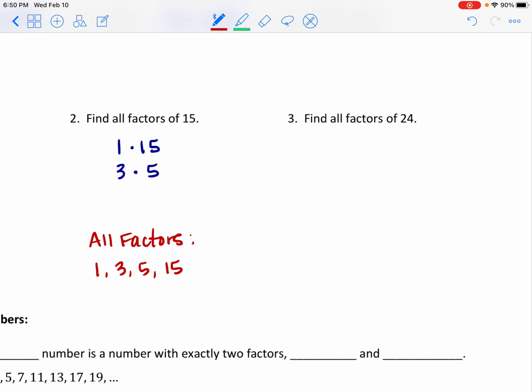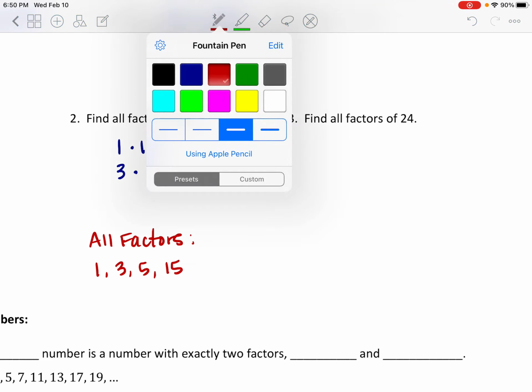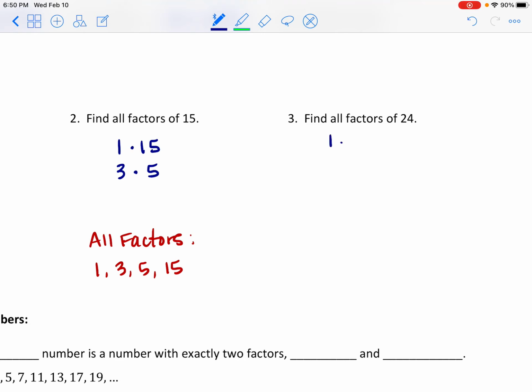Okay, and I've got one more here, and if you're feeling good about this, feel free to pause and give this one a try. So we're going to try to find all the factors of 24. So 1 is going to go in 24 times. 1 times 24 is a pair. 2 goes in 12 times, so there's another pair. 3 goes in 8 times, so there's another pair.